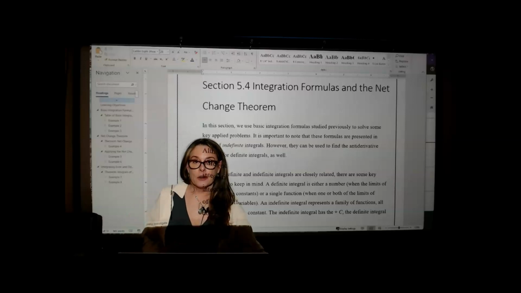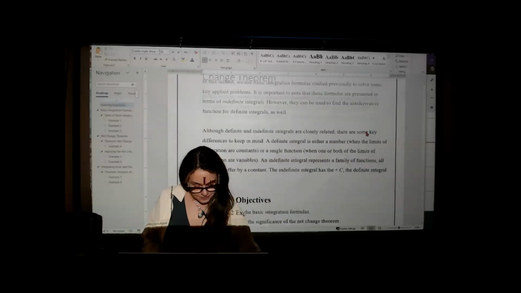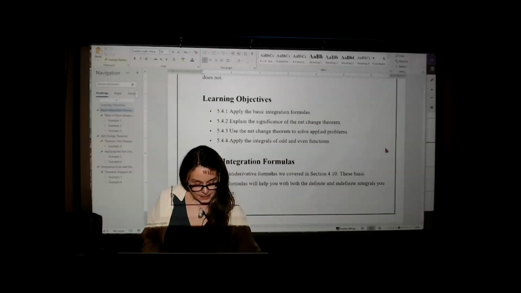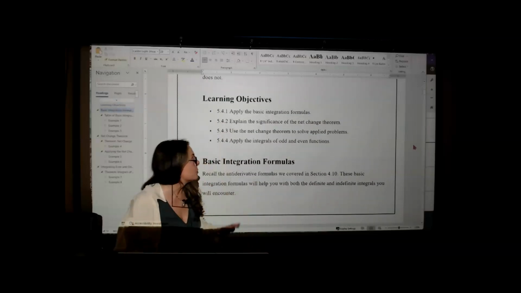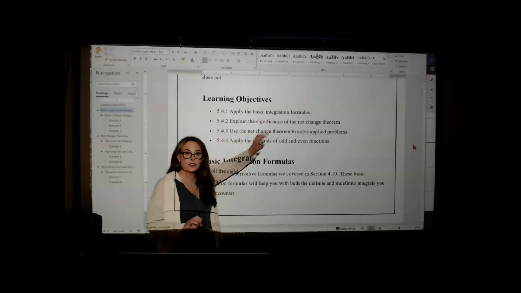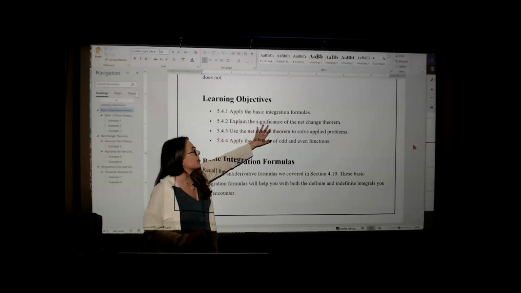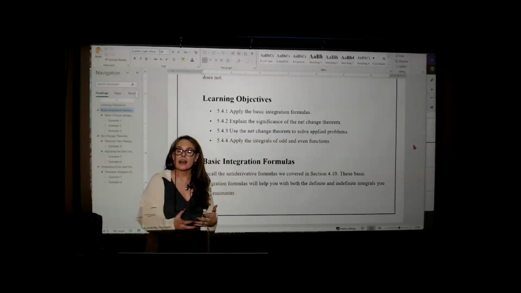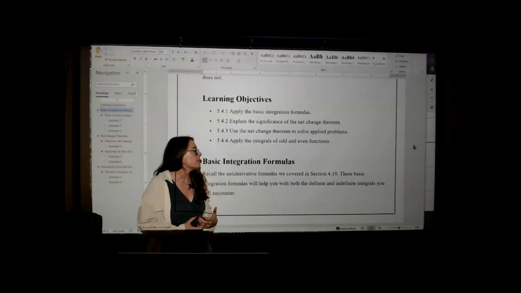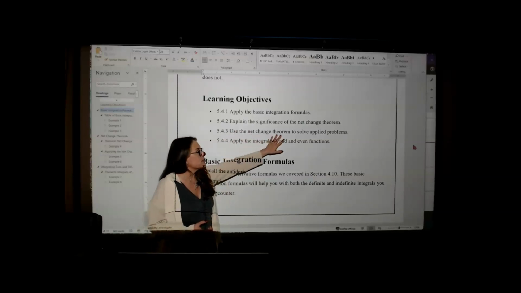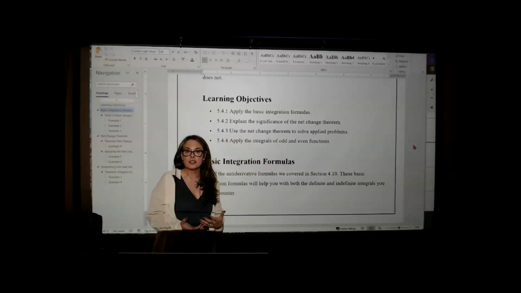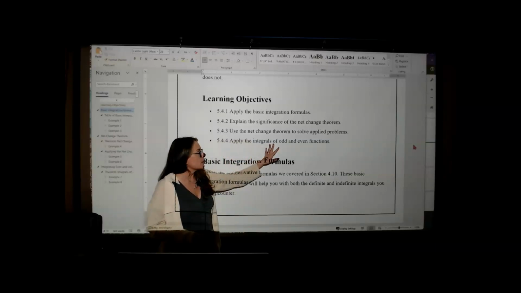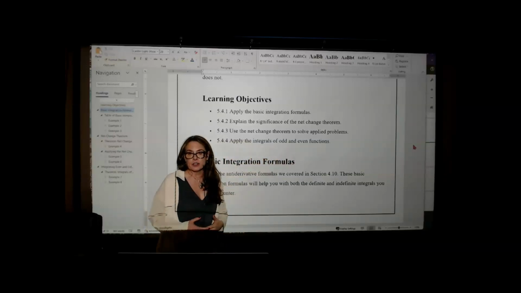Let's take a look at the learning objectives for this section. We have 4 basic learning objectives. First, we're going to go over the basic integration formulas. We're going to explain the significance of the net change theorem, thinking of that integrand function as a rate of change of something. Then we're going to use the net change theorem to solve some application problems, in other words, word problems. Then we'll take a look at the integrals of odd and even functions.